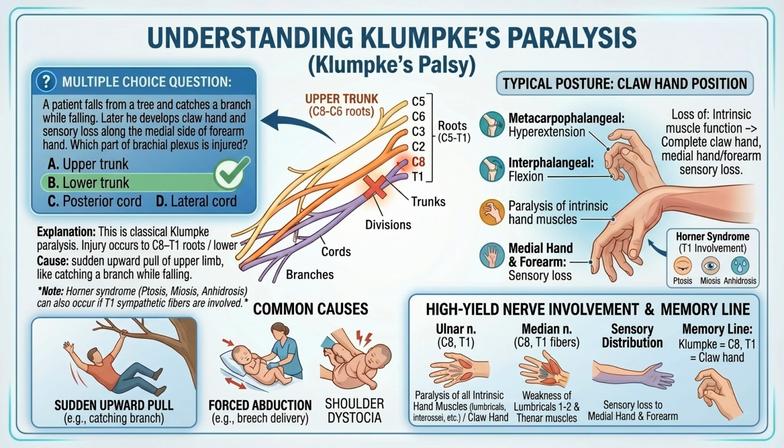One more important point is shown on the right side. Horner syndrome. If T1 sympathetic fibers are involved, the patient can develop Horner syndrome, which includes ptosis, miosis, and anhidrosis.